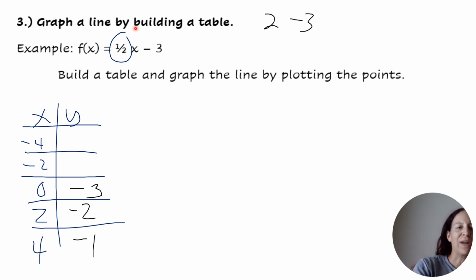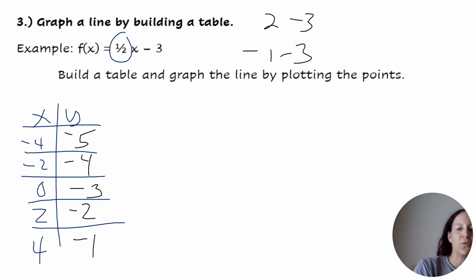But you can keep going. Half of -2 is -1. And then -1 minus 3 is going to give you -4. And probably you can figure that the last one here is going to be -5. Half of -4 is -2, and -2 minus 3 is -5.